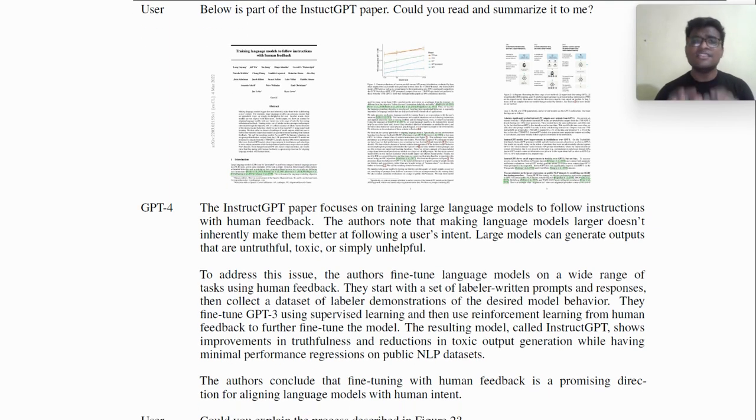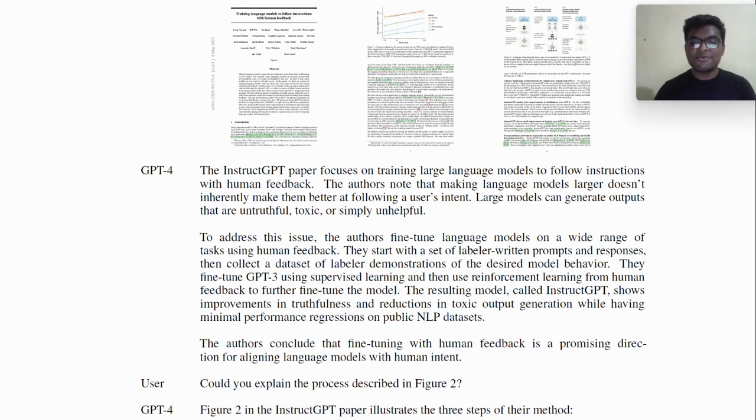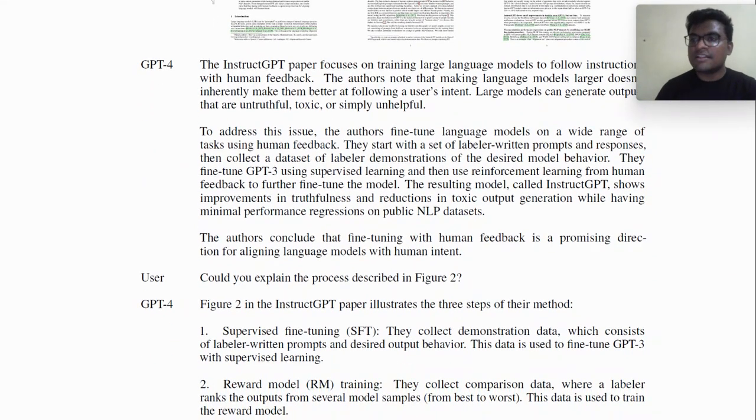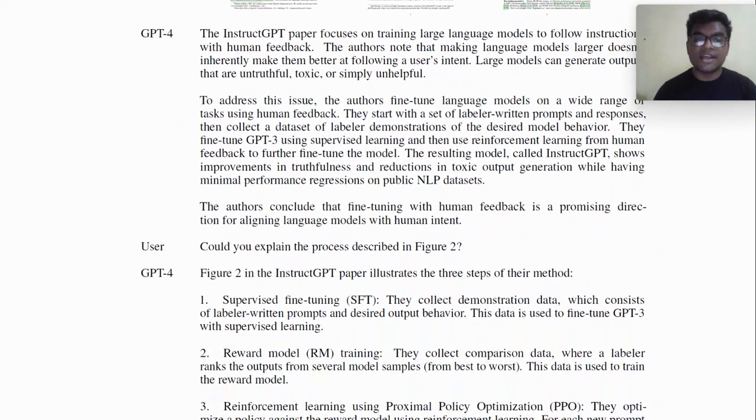They have given three images: the first, second, and third. Can you see that the Instruct GPT paper focuses on training large language models to follow instructions with human feedback? It's that easy. Can you see that this output has been stored inside some memory, so that the user can ask other relevant questions without uploading the same image again and again?